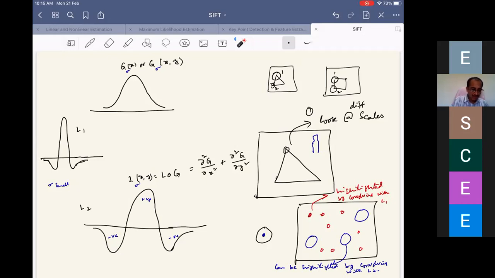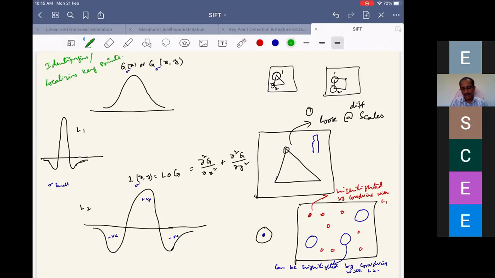Hope this is clear. This is what we discussed in the initial discussion, that is identifying or localizing the key point.